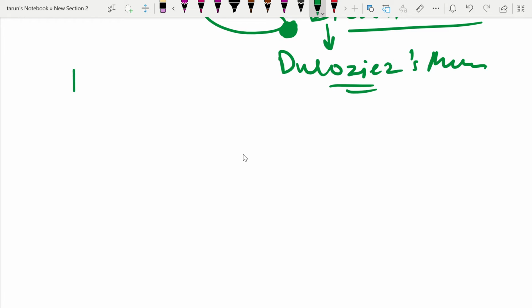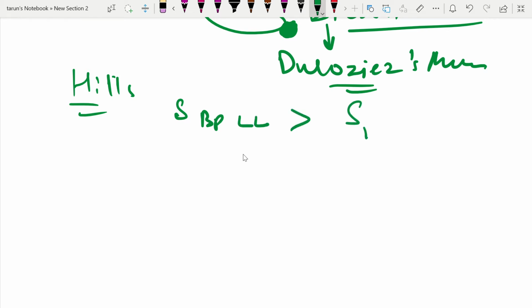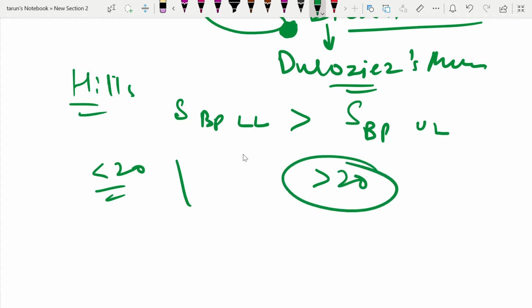So you have to say what Hill sign is: systolic BP in the lower limb becomes more than systolic BP in the upper limb. The normal difference between the systolic BP of lower limb and upper limb is less than 20. But if it becomes more than 20, that is Hill sign, and it is seen in aortic regurgitation. In severe aortic regurgitation, it can go up to more than 60 millimeters of mercury. It is a very important and specific sign of aortic regurgitation.